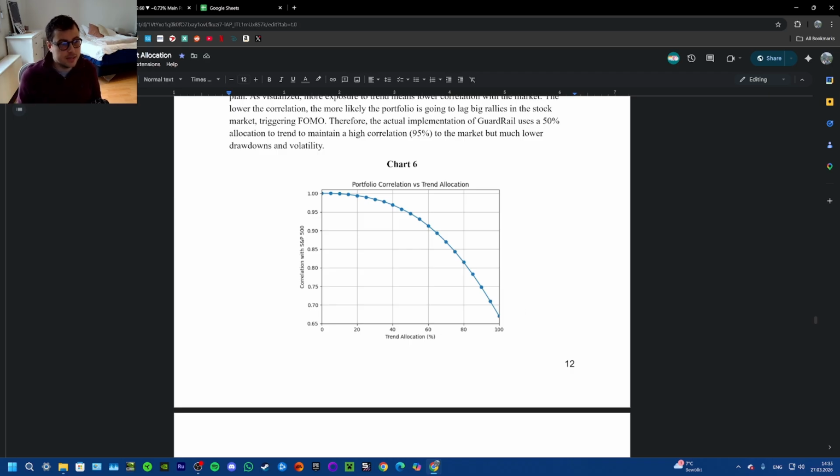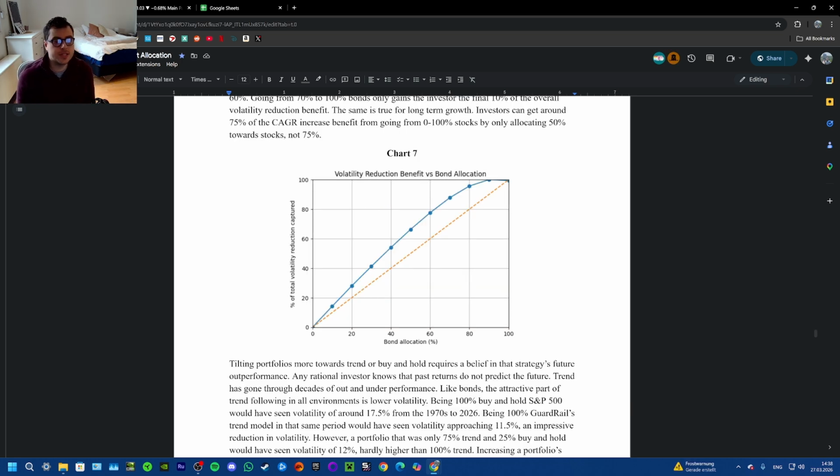That's the reasoning behind why you don't want to have a 67% correlation with stocks. You want a higher correlation in general. So as I said, if you do a 50% allocation to trend, you can get almost 95% of the correlation of stocks. So there's another reason that you probably don't want to do 100% allocation to trend and you want to dwindle it down closer to 50%. And that's because of diversification math.